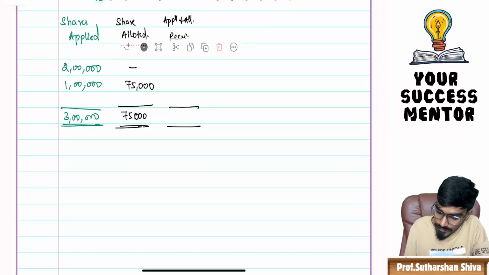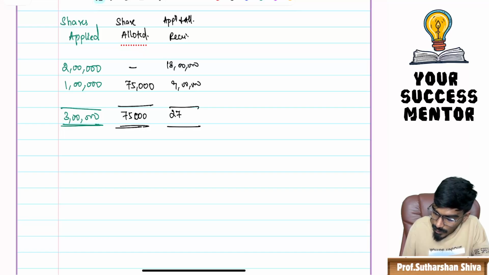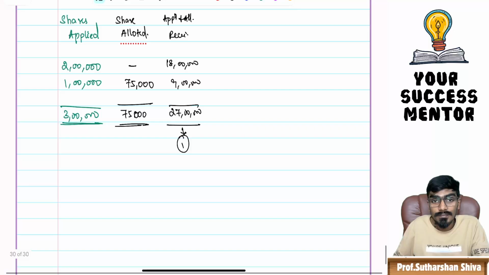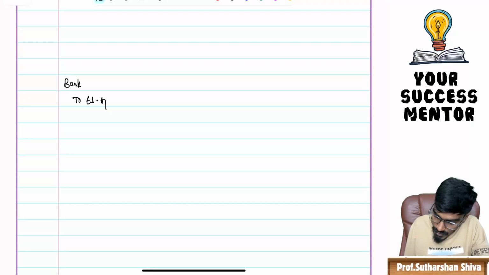9 rupees. Yes, sir. 2 lakh into 9 rupees is 18 lakh. And 1 lakh into 9 rupees is going to be 9 lakh. So put together, I'm receiving 27 lakh. So my first journal entry is to be passed for 27 lakh. Correct? Yes, sir. So the entry will be bank account debit to equity share application account for 27 lakh, I should pass.